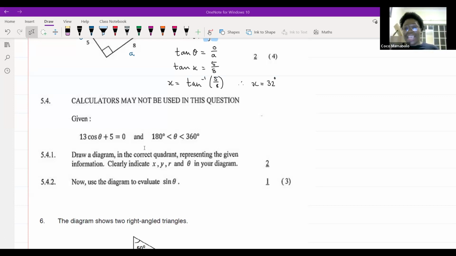That's the one. All right, let's have a look at this question in 5.4. It's very important that we understand what we've been given over here. I want us to note that this question says that calculators may not be used in this question. So everybody put your calculators away. No calculators.